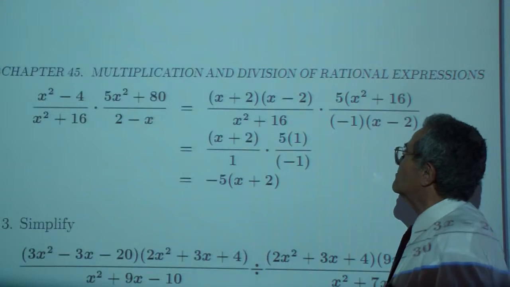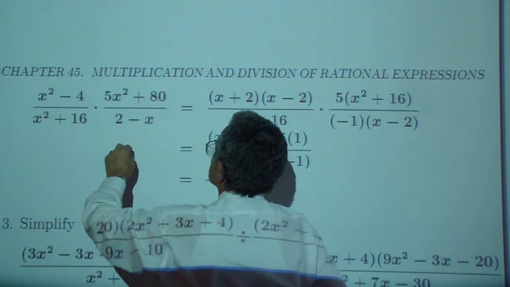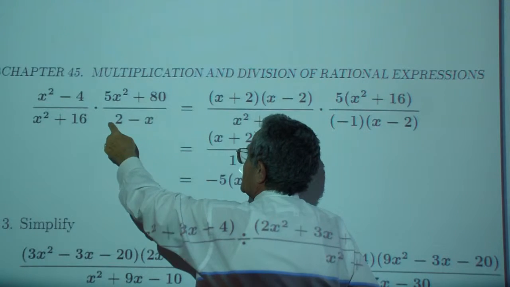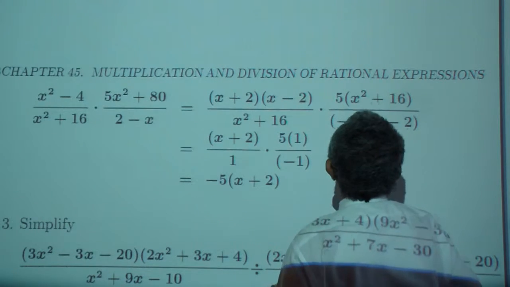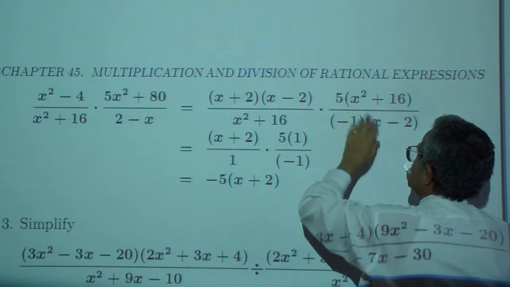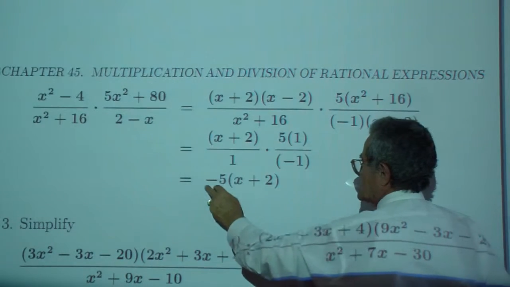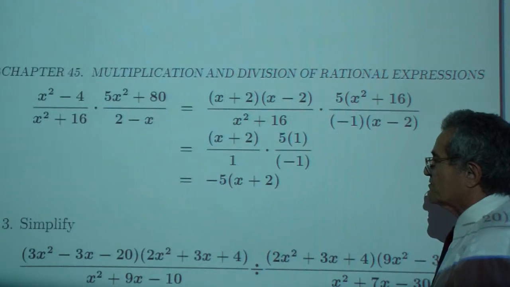Exercise 2. X plus 2 times x minus 2, a difference of 2 squares, factor out the greatest common factor. You probably have to say this is the opposite of x minus 2, so that the x minus 2 and the x minus 2 becomes 1. You're stuck with a negative 1 here. So my answer is negative 5 times the quantity x plus 2.